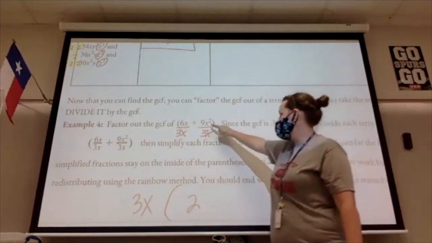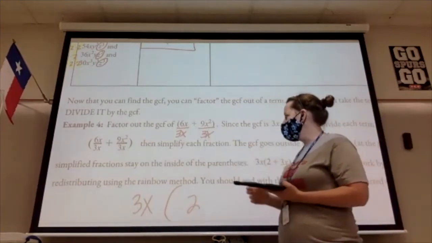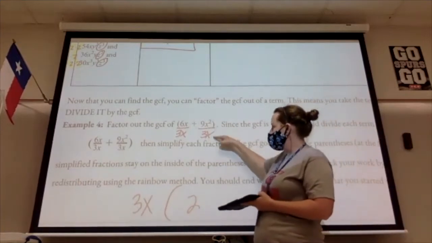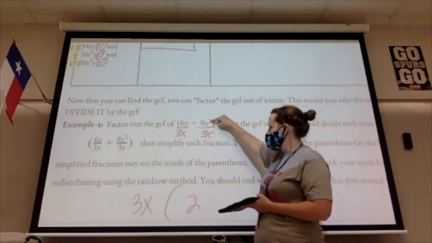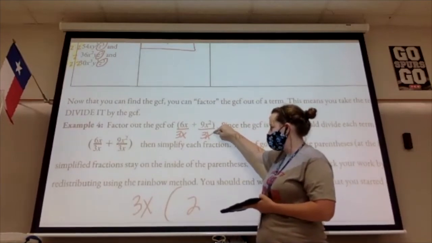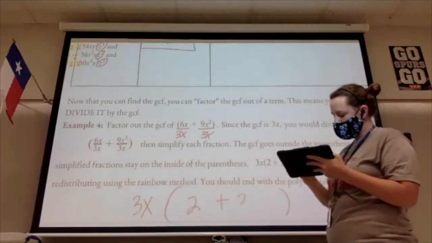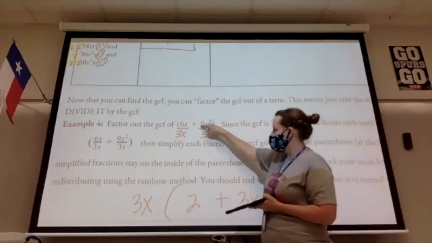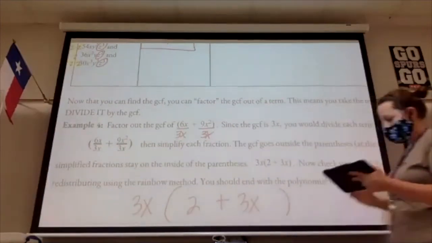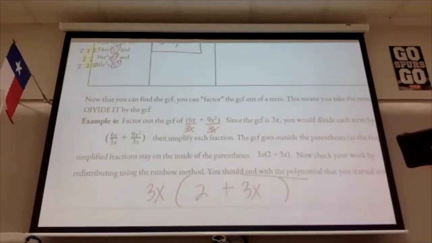3x, because 9 divided by 3 is 3. And then remember, when we're dealing with variables, you subtract your exponents. So x squared minus x to the first just leaves us with an x to the first. So this is going to be plus 3x because we get the 3 and the x. So that would be considered factored form.